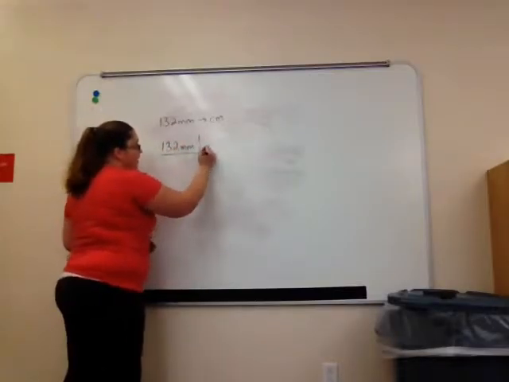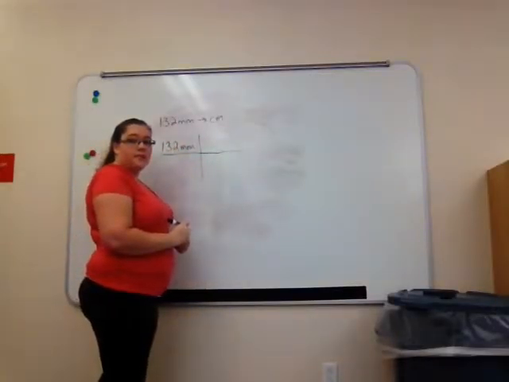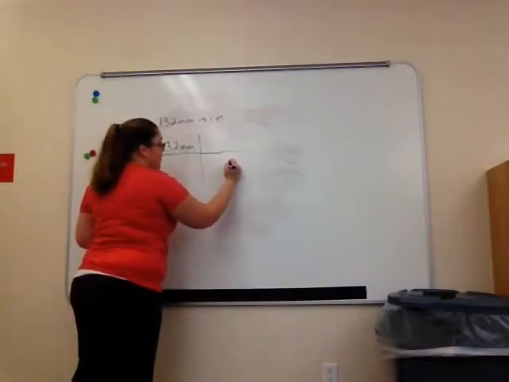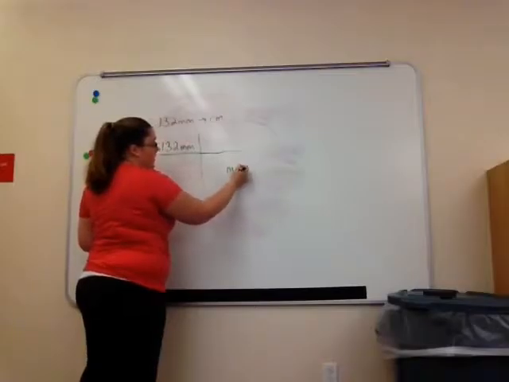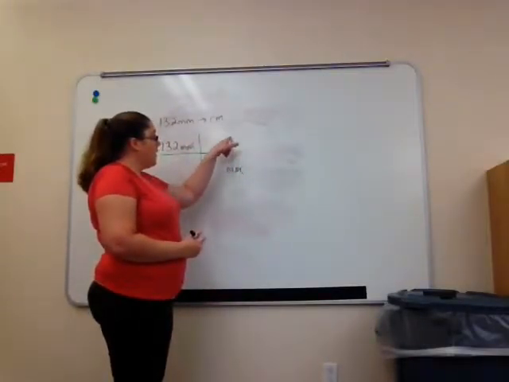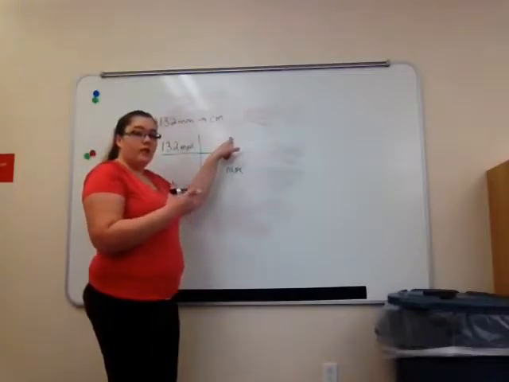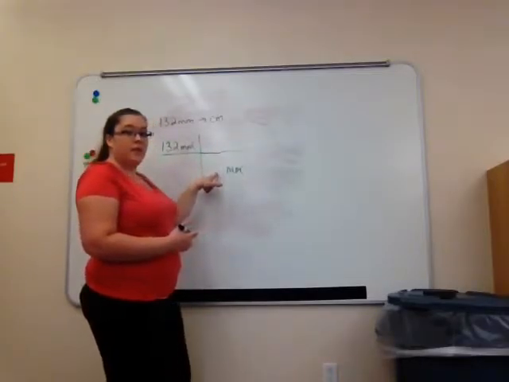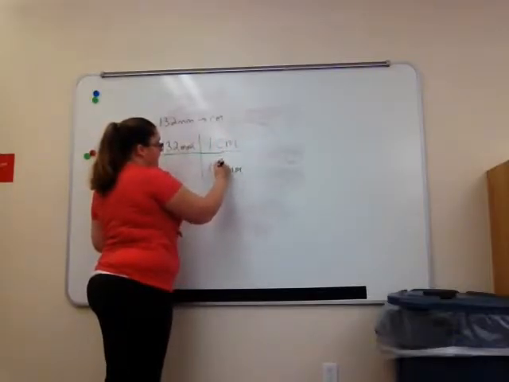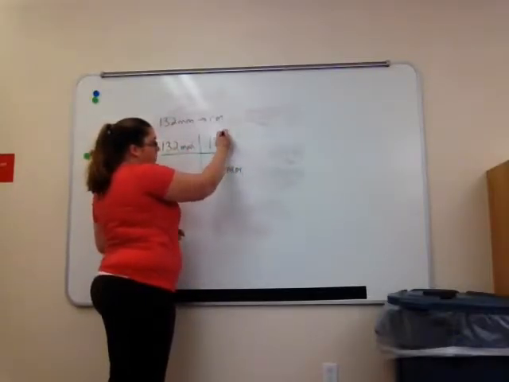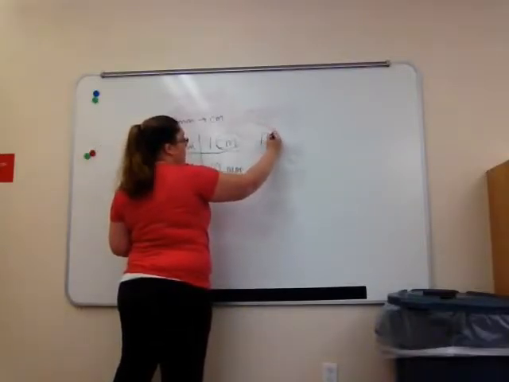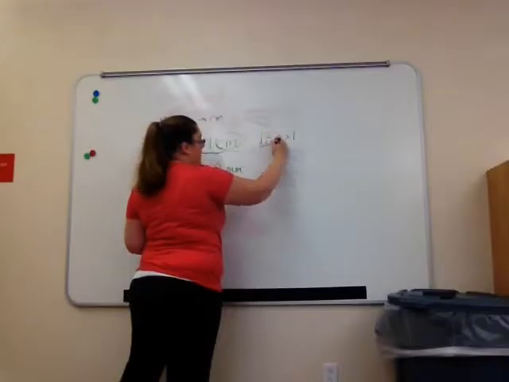Since you have millimeters up top in the numerator, down here to cross it out you need to also put millimeters. And up top, you need to put what you're converting to. I know there's 10 millimeters in 1 centimeter. So I cross out my millimeters and I'm left with centimeters. At this point, you take 132 times 1 divided by 10.